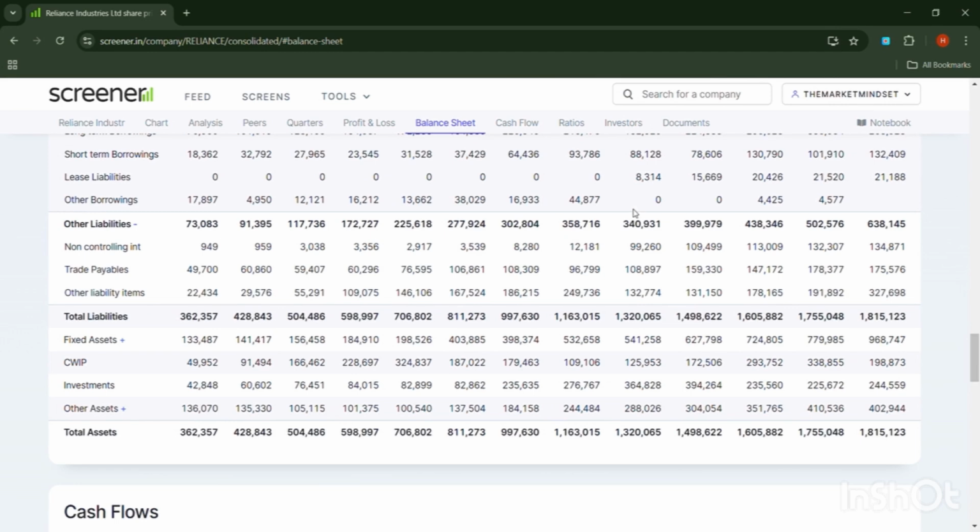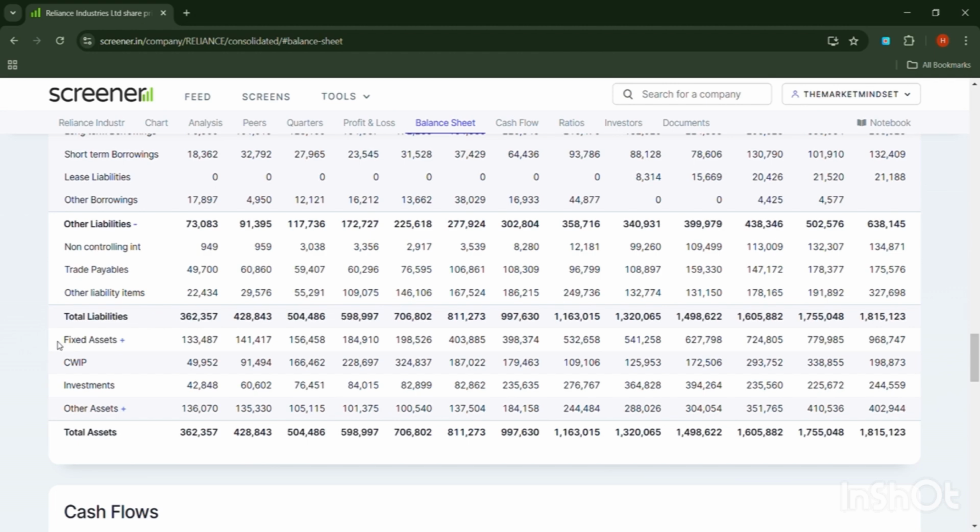Now let's talk about the assets section. The asset section includes fixed assets, capital work in progress or CWIP, investments and other assets. First, we'll start with fixed assets. Fixed assets are basically those assets purchased by a company for long-term use.